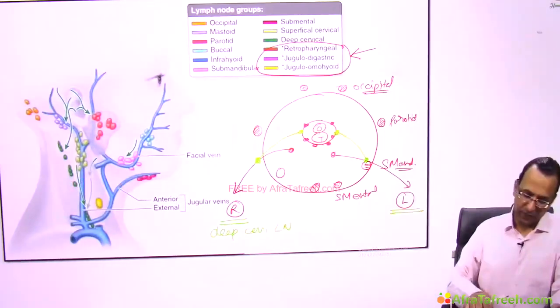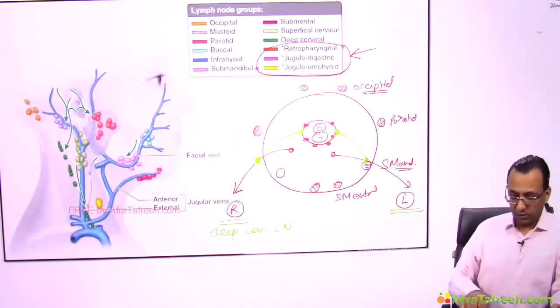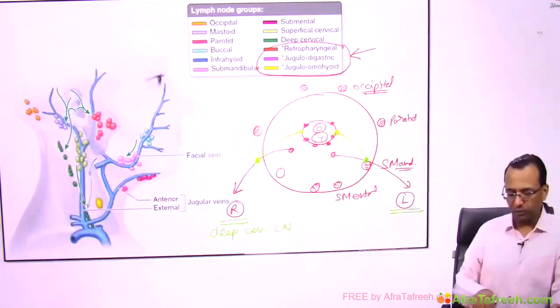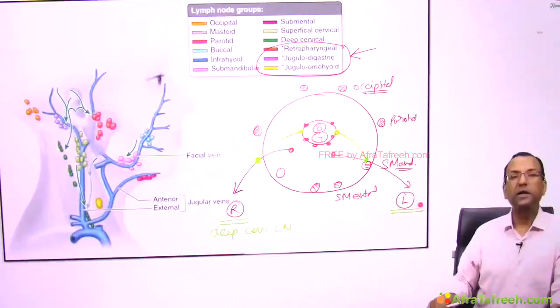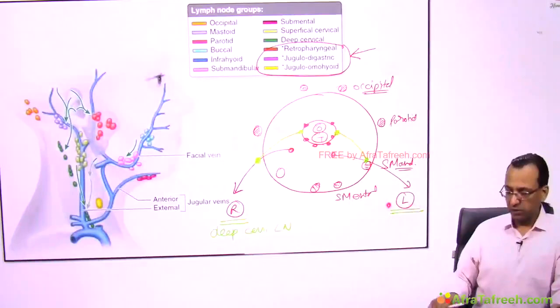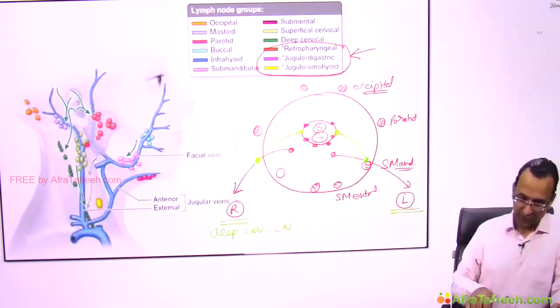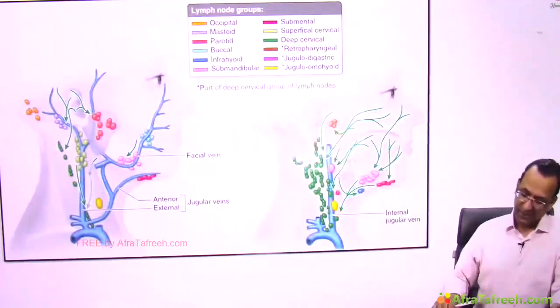Remember, if it is the external jugular vein, the facial vein, the anterior jugular vein, the retromandibular vein, they are all superficial veins, so they will be related to superficial lymphatics. But if you are talking about deep lymphatics, then you have to talk about the internal jugular vein. So now we have to discuss the internal jugular vein. Yes, because this was actually the external jugular vein. So now this is the internal jugular vein. Yes. And these are the deep lymphatics.